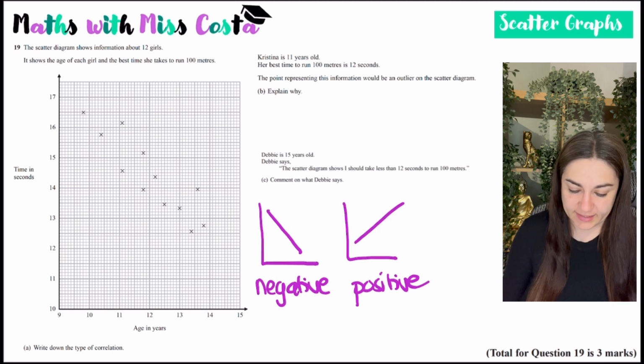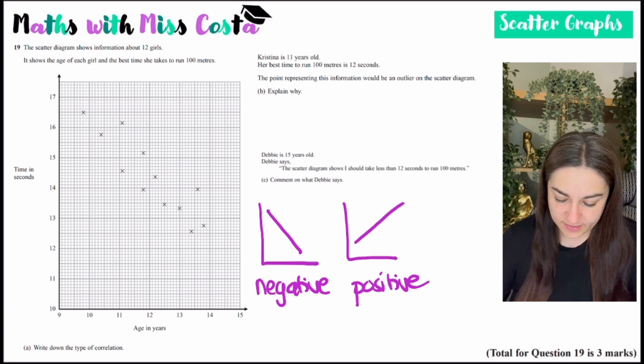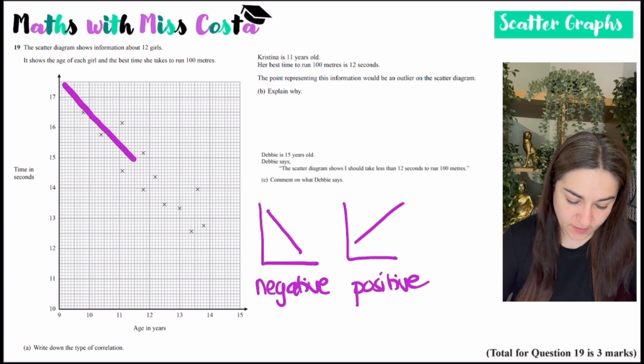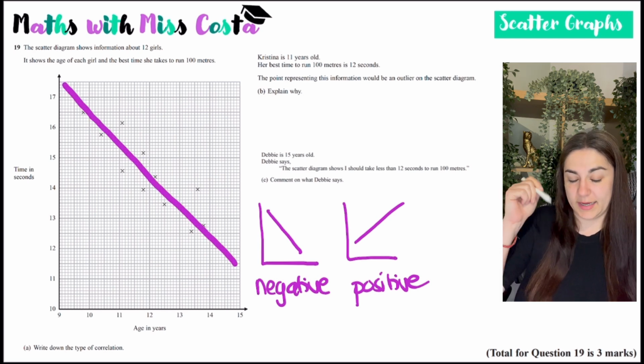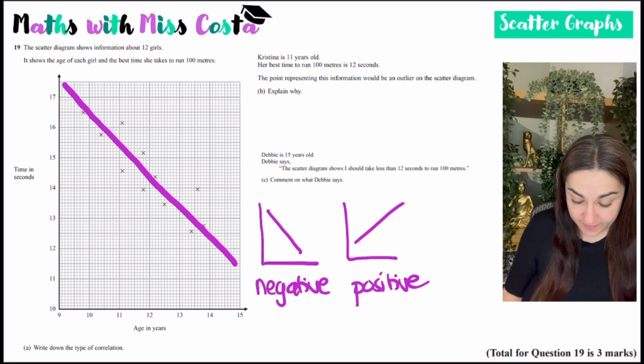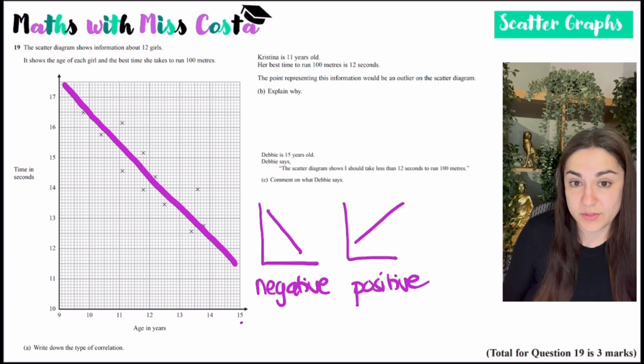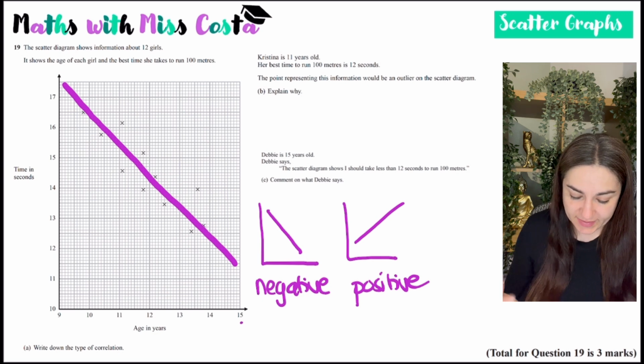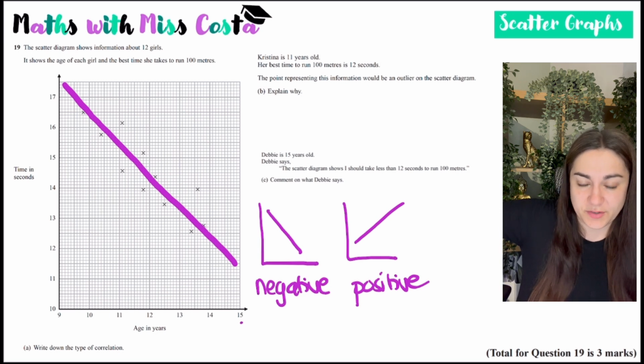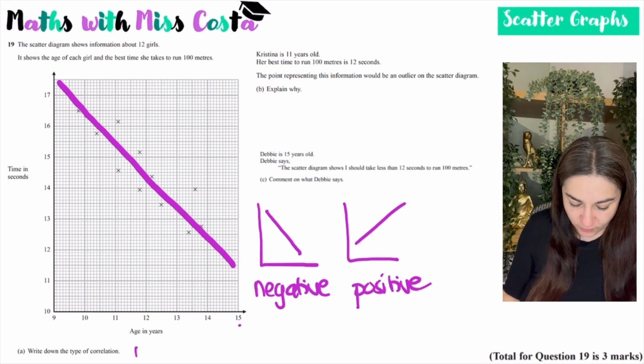Negative correlation is where, if you drew a line of best fit, which means a line going through as many of the points as possible, it is going down. Essentially, as the girls get older, a 15-year-old runs roughly 11.5 seconds, and a 9-year-old or a 10-year-old runs roughly 16.5 seconds. So the older the girl is, the less time it takes to run. So there's a negative correlation. As the girl gets older, the time decreases. So the type of correlation, I would just say, is negative correlation.